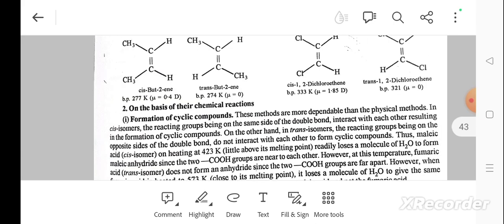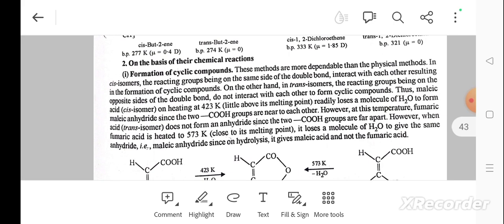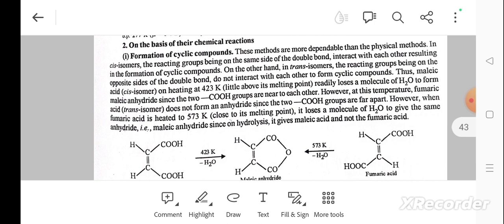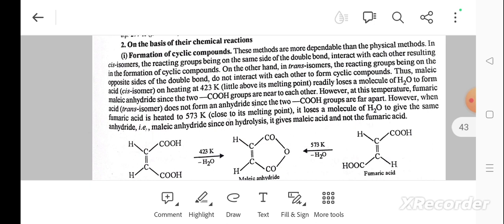On the basis of their chemical reactions, the formation of the cis compound. These methods are more dependable than the physical methods. In the cis isomer, the reacting groups are on the same side of the double bond and interact with each other, resulting in formation of a cyclic compound. On the other hand, in the trans isomer, the reacting groups are on opposite sides of the double bond and do not interact with each other to form a cyclic compound.